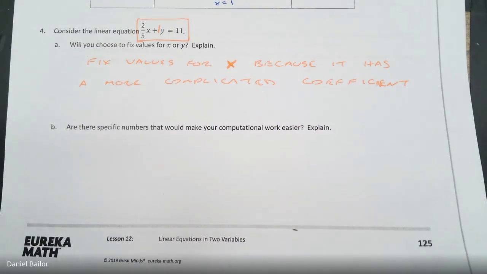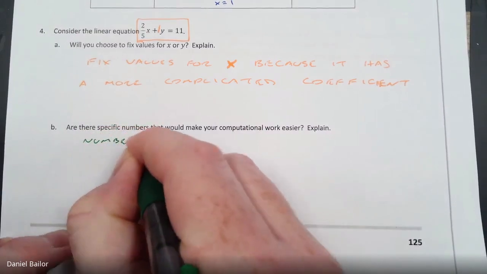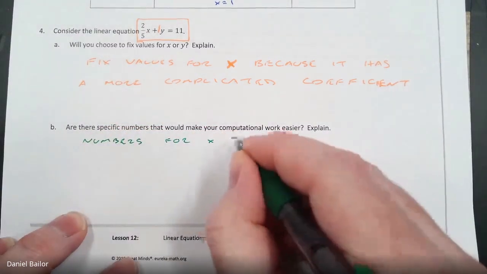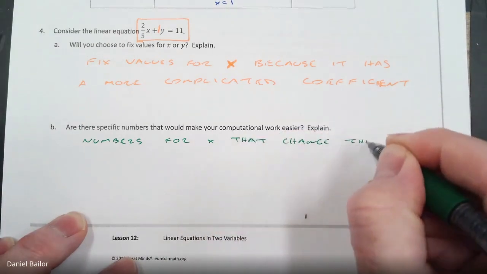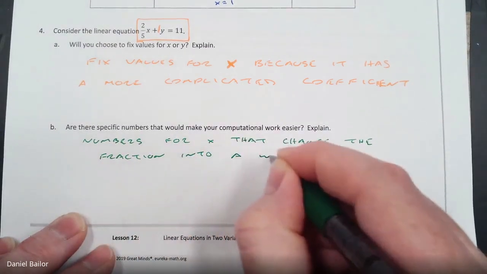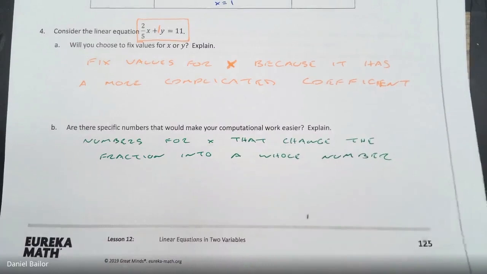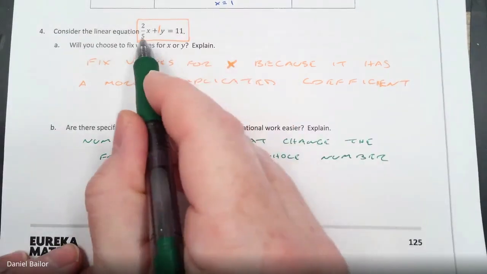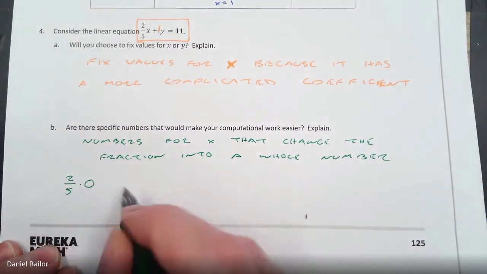So really, what numbers do I want to pick? I want to pick numbers for x that change the fraction into a whole number. That's what I want to pick. I want to pick numbers for x that will change the fraction into a whole number. So what numbers will do that? Well, look at the denominator for the 2/5. Because if I do 2/5 times 0, that's 0.